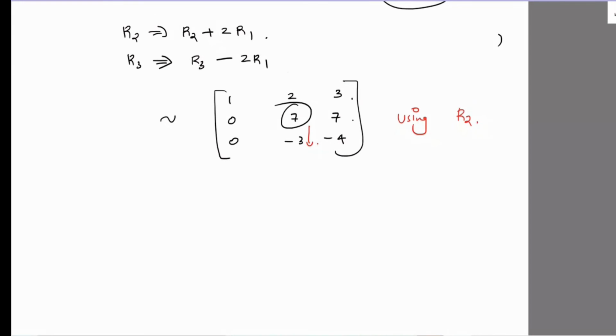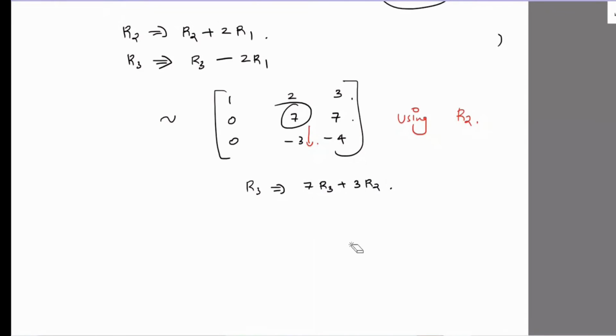We multiply row 3 by 7 and row 2 by 3, and add them. So R3 changes to 7R3 plus 3R2. Right, we can use this.